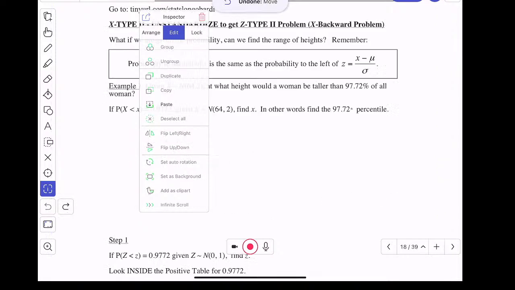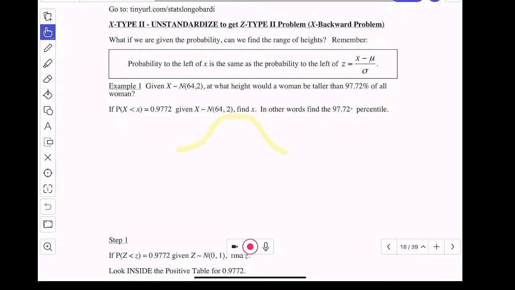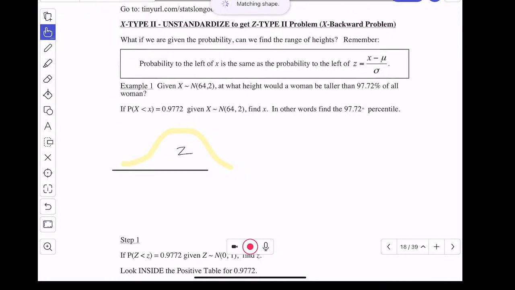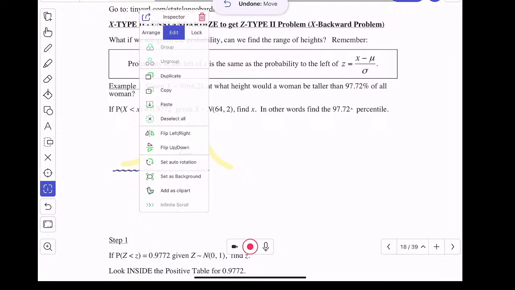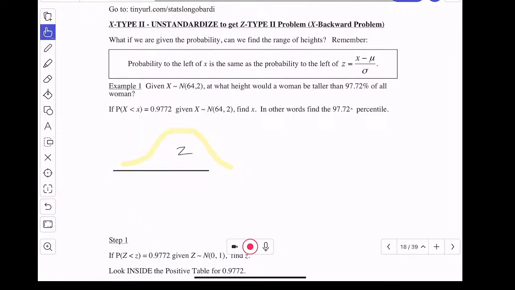That was weird. That's not what I wanted to do. So I draw the curve first. This is my Z curve. I want to make it bigger. All right, so then I have that.